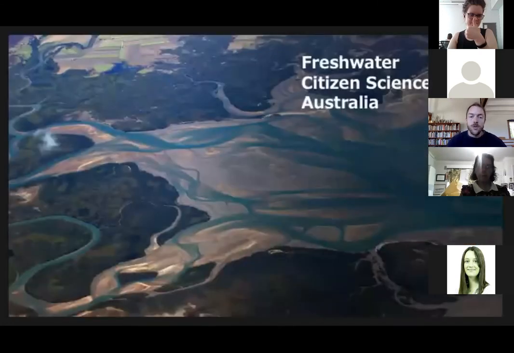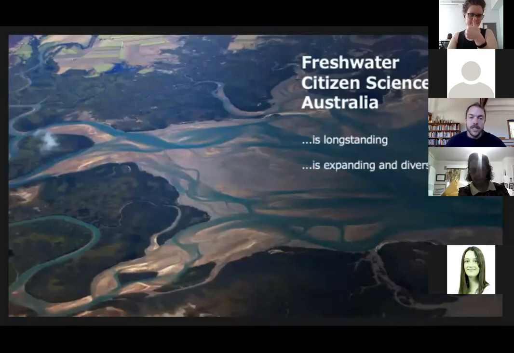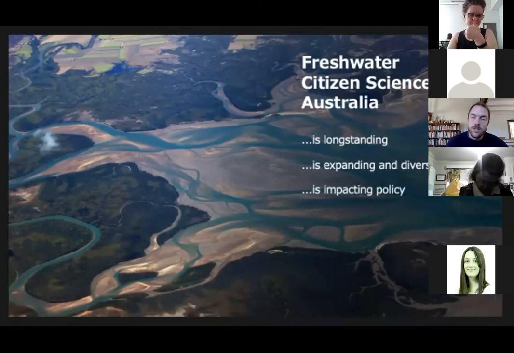So as a summary, freshwater citizen science in Australia is long-standing, around about three decades old now. It's also expanding and diversifying. It's going beyond government, and it's being supported through universities, but also through more community-based organisations like the Living Bunyip Project. It's impacting policy. I think this is an important outcome for the citizen science world, wanting to see that citizen science data can impact environmental policy and environmental management.